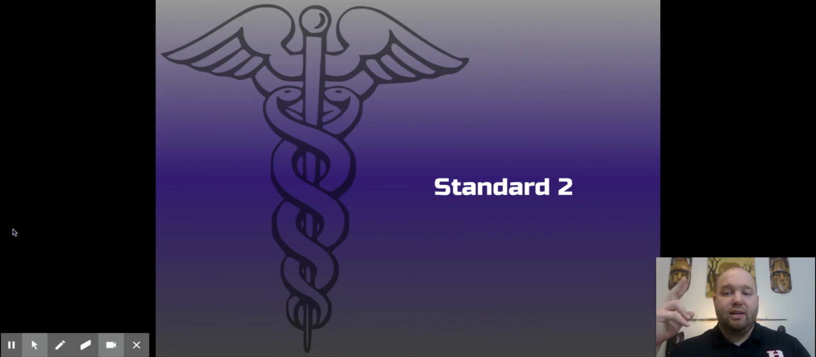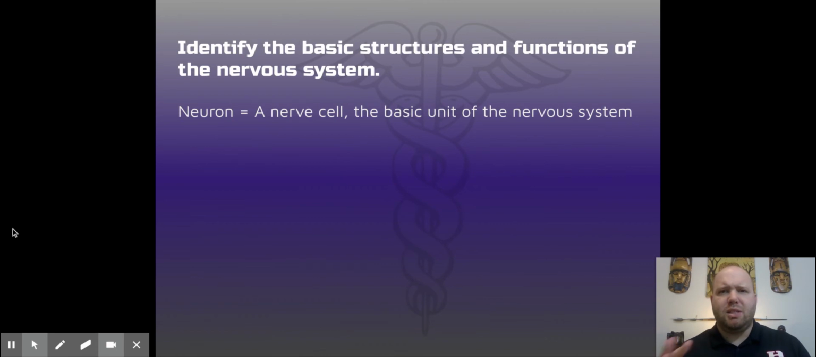All right, on to standard two. This is basically the anatomy of the nervous system. It's going to be split up into a couple parts. The first thing that you need to do is we're going to spend this entire pass off right now on just neurons. Neurons are the little cells that make up your nervous system.